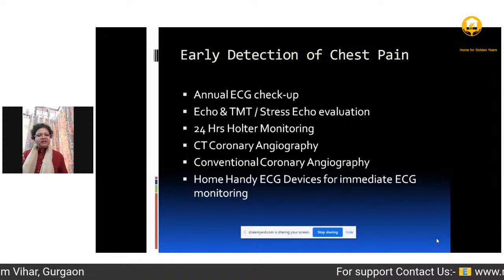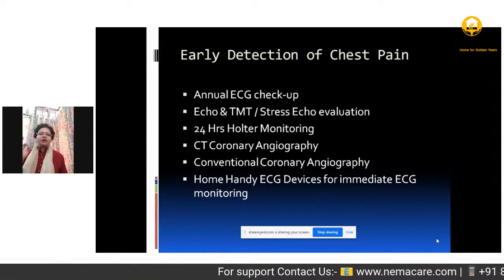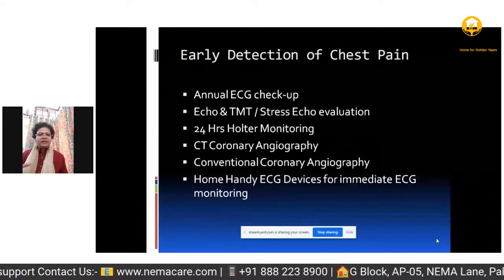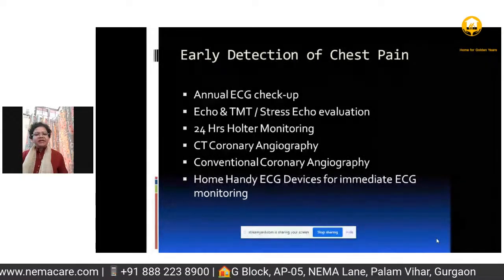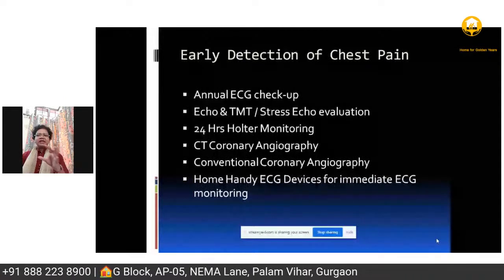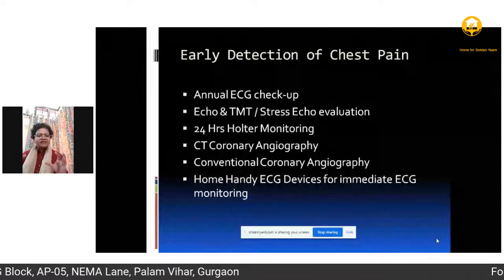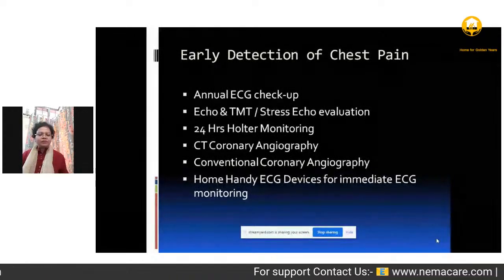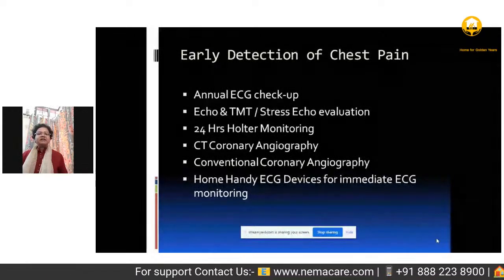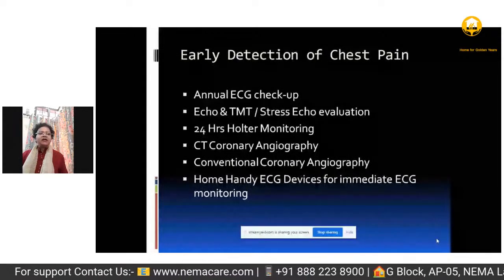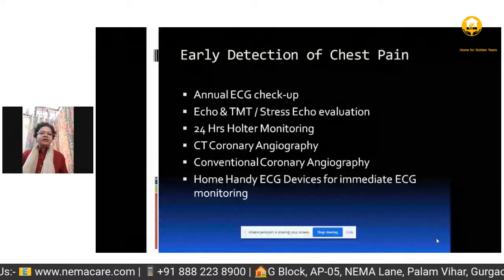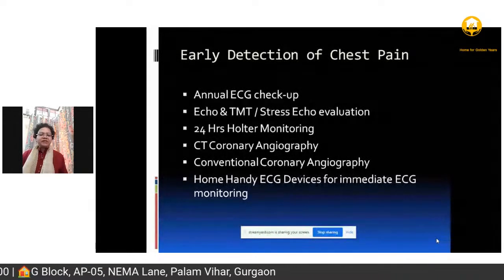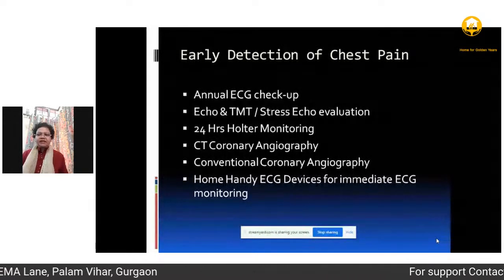But generally, wherever we are very sure from the history, or the TMT is abnormal, or we have concrete evidence that your symptoms and your non-invasive testing indicate heart problems or blockages, it is better that you go for a conventional gold standard coronary angiography, which we do in the hospitals after admission.